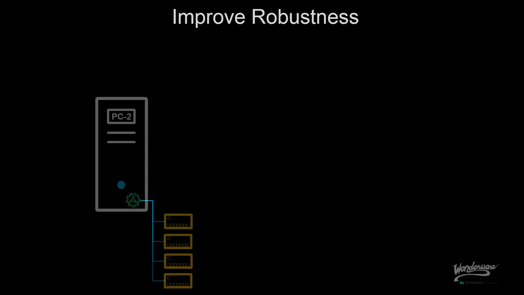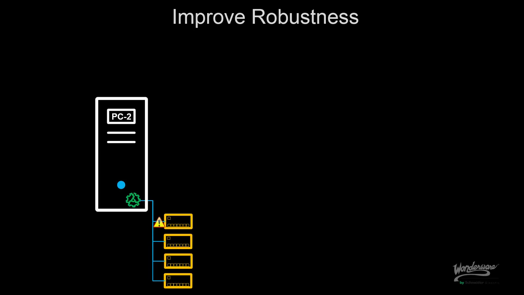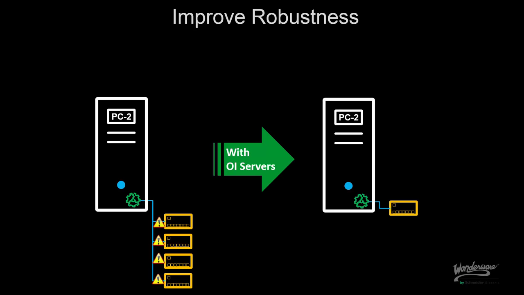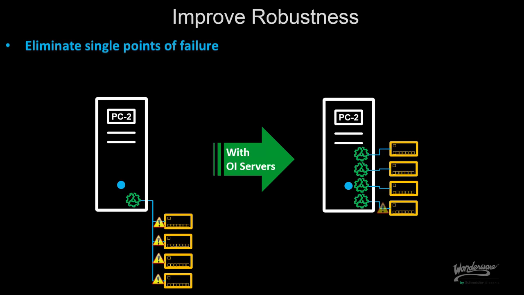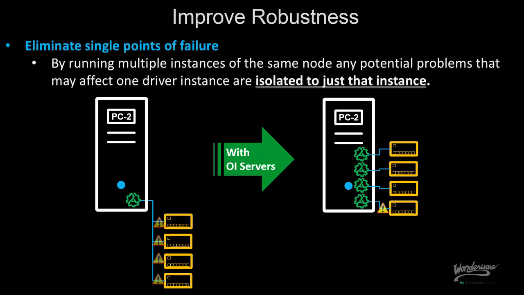Moving forward with our benefits, I can now improve robustness of my systems. For example, in a typical environment, there are cases where I have connectivity problems with one of the controllers. In some cases, that connectivity may affect some of the other controllers that I have configured with that single architecture. With OI servers, now we have the capability of dividing the architecture so each configuration instance is tied to a single controller, thus eliminating and reducing the single points of failure. By running multiple instances of the same node, any potential problems that may affect one driver instance are isolated to only that instance.